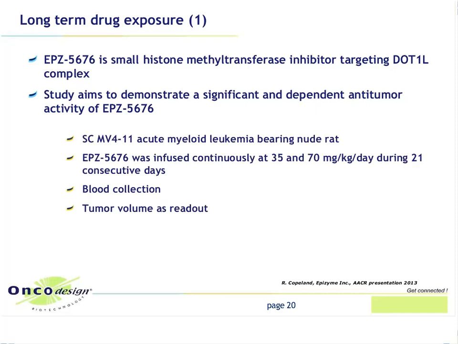For that, we used MV4-11 acute myeloid leukemia subcutaneously grafted in nude rats, and the drug was infused continuously at 35 and 70 mg/kg by day during 21 consecutive days, meaning that the rats bear a catheter inside the femoral vein, and the drug was infused continuously during 21 days. During the infusion, the blood was collected from the rats, and tumor volume was used as readout.